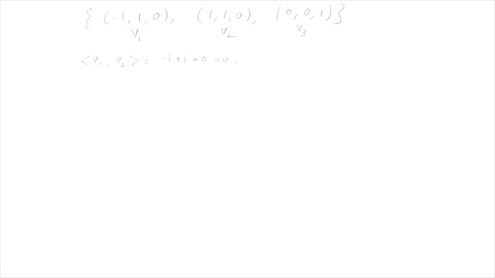which is 0. Similarly, you take the inner product of V2 and V3: 1 into 0 is 0, 1 into 0 is 0, and 0 into 1 is 0, so it is 0. Similarly, the inner product of V1 and V3 is also 0. You can easily verify: minus 1 into 0 is 0, 1 into 0 is 0, and 0 into 1 is 0, so it is also 0. So we can say that the inner product of Vi and Vj is 0 for i not equal to j, which means this set of vectors is orthogonal.